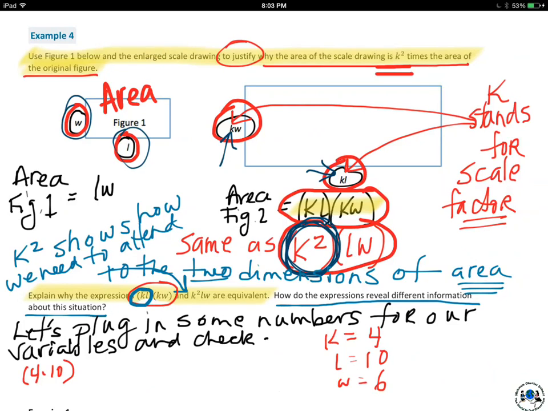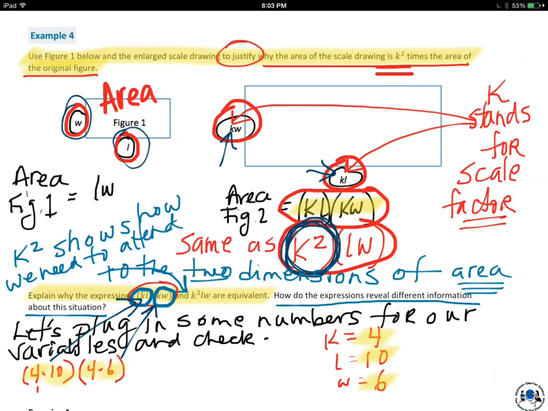All right. So if we do plug it in, and we're going to do it this way, we have K times L times K times W. And that would be 4 times 10. Well, let me go ahead and explain that. The 4 is, of course, the K, the scale factor, and then the 10, in this case, is the length. We're talking about the original. And then we have the 4, again the scale factor, times the width. So these are just those formulas played out with an actual example.